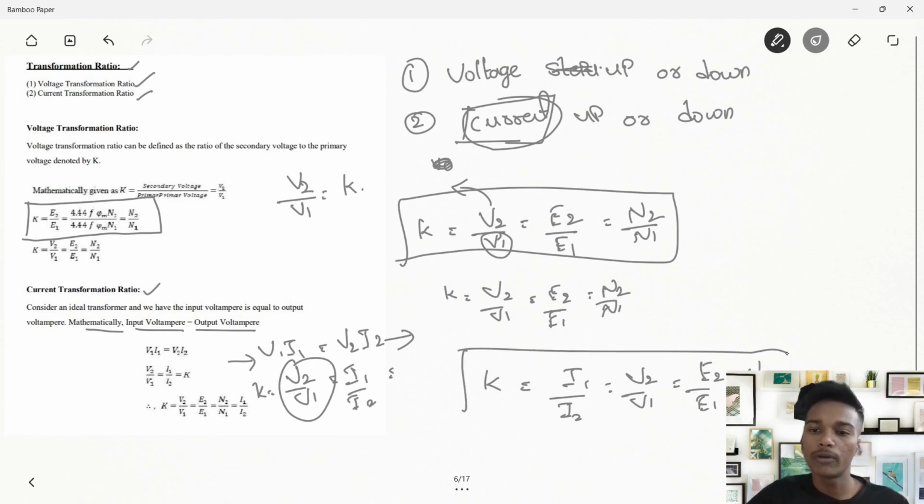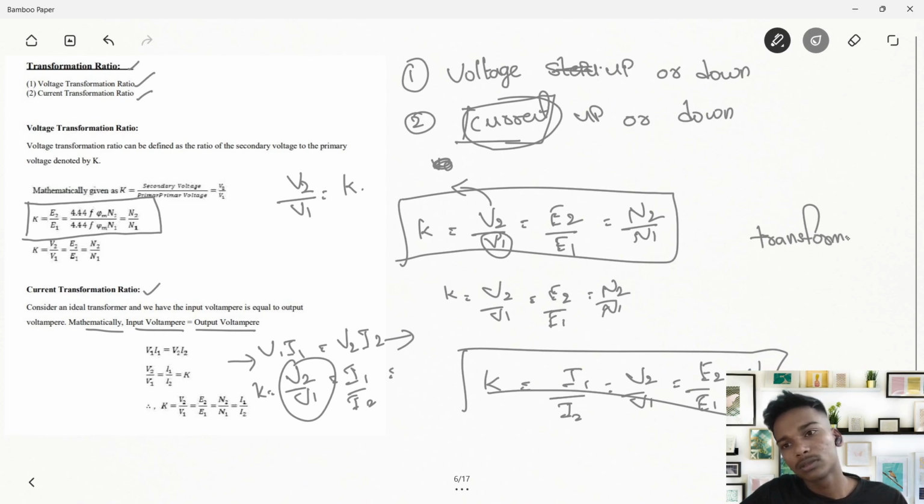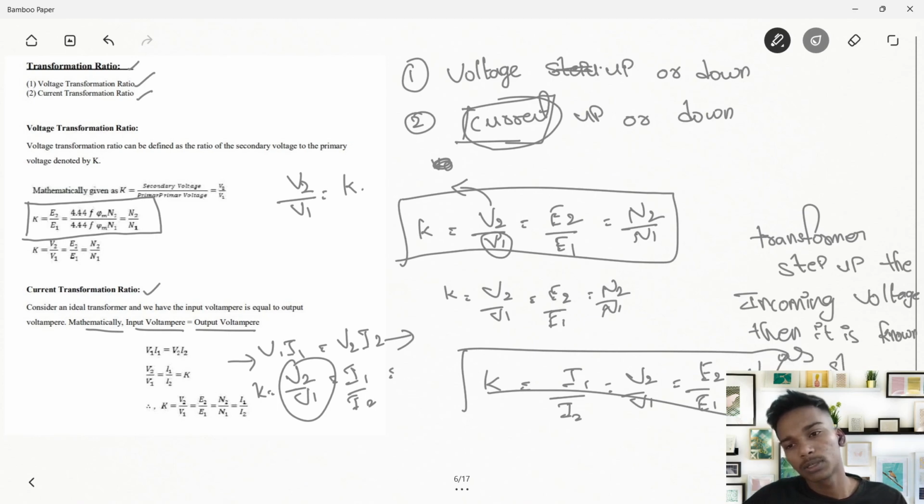Now I will discuss what is meant by step-up transformer and step-down transformer. If a transformer steps up the incoming voltage, then it is known as a step-up transformer.